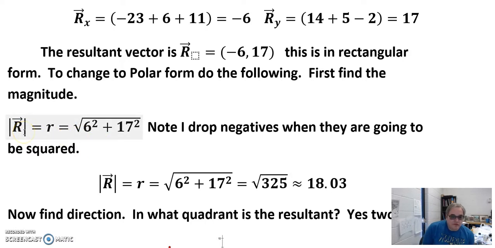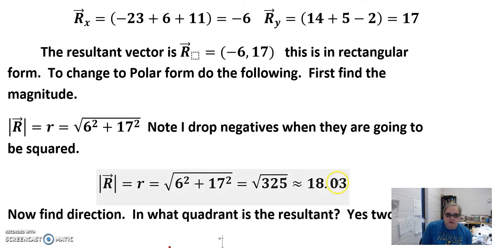But the magnitude of r is equal to the radius of the polar vector. And in here you notice I do not put the negatives. They're irrelevant for this purpose. They're more likely to cause an error than anything else. And voila, I get the radius of the polar vector. I get the magnitude of r is approximately 18.03.